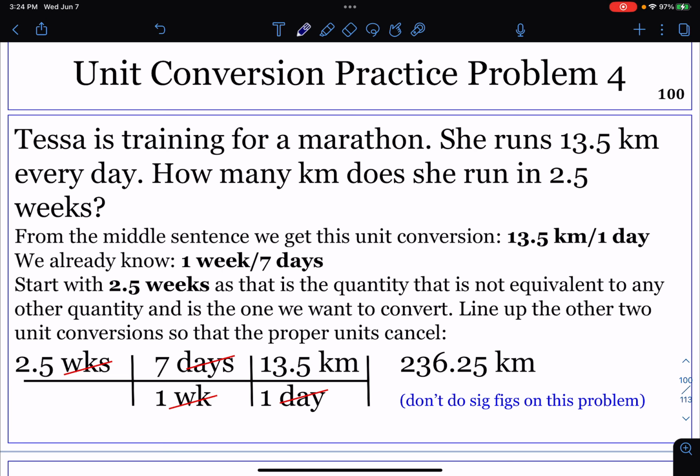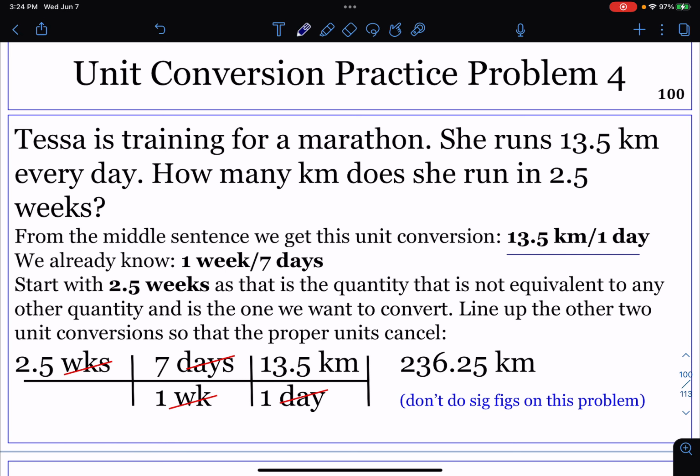From the middle of the sentence here, where it says she runs 13.5 kilometers each day, that is a unit conversion that could be written like this: 13.5 kilometers over 1 day, or the 1 day on top and the 13.5 kilometers on bottom. It will end up either way in the problem, whichever one allows us to cancel the appropriate units we need to. So we already know we have another unit conversion that's 1 week is equal to 7 days.